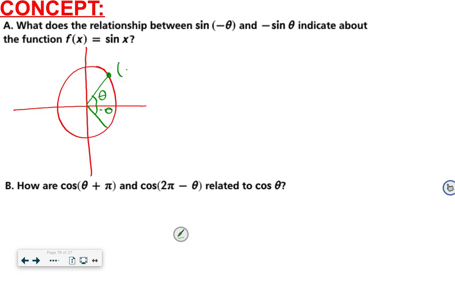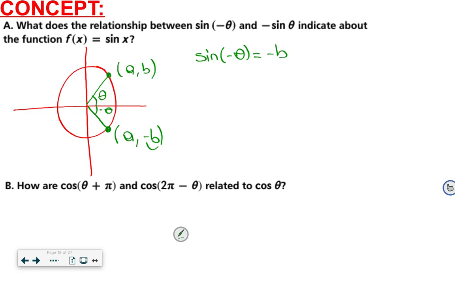We know that this point is (A, B). This is the ordered pair. And this is going to become what? (A, minus B). Why did I say minus B? Because we know that the y value is negative in the fourth quadrant. Look at this: sine negative theta is going to become negative B.